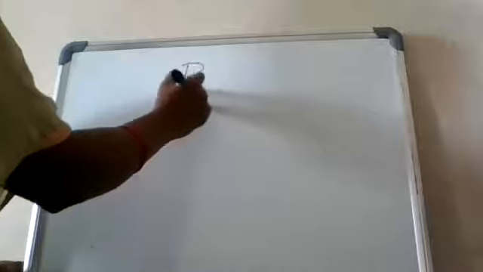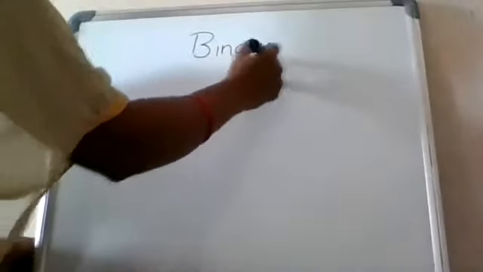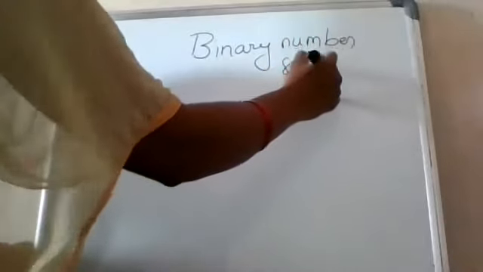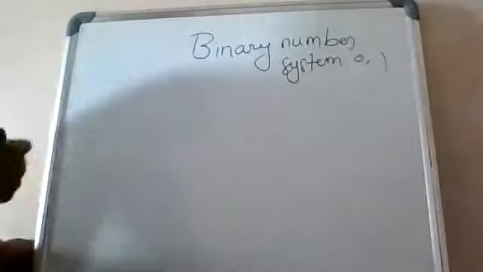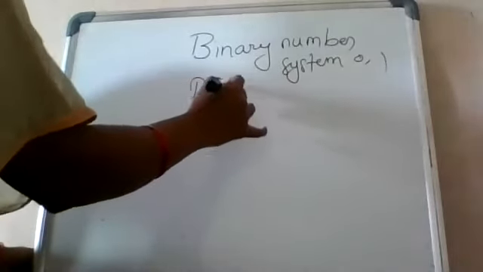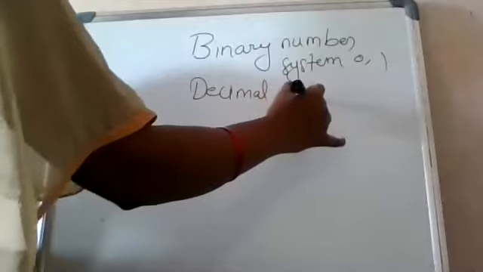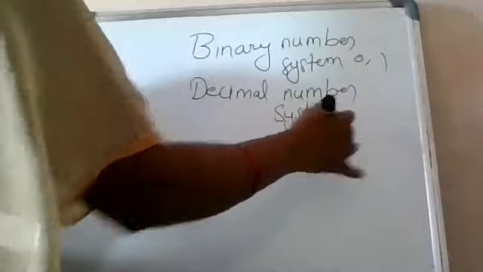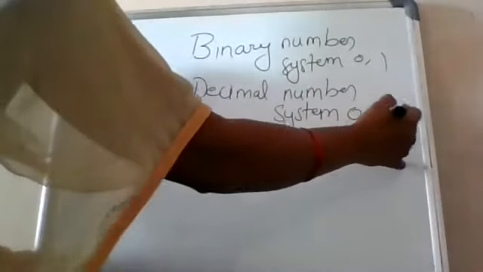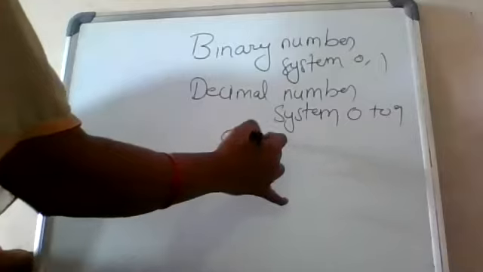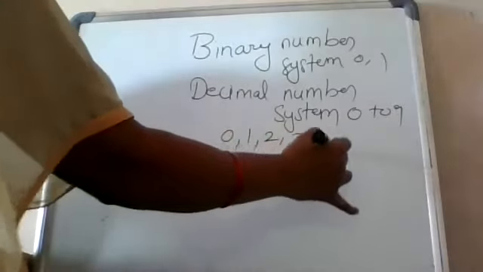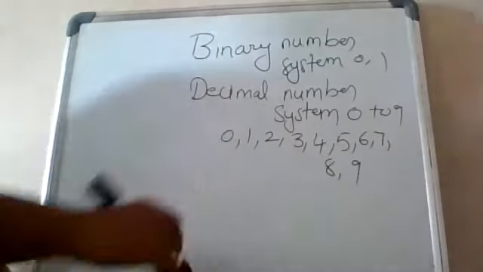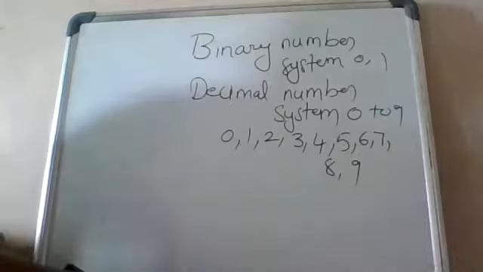In the binary number system, 0 and 1. In the decimal number system, 0 to 9: 0, 1, 2, 3, 4, 5, 6, 7, 8, 9. Total 10 numbers.